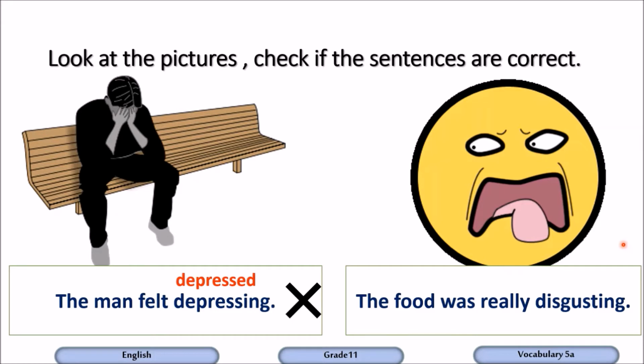The man felt depressed. Next one, the food was really disgusting. So we are talking about the food, which means what causes this feeling. It's not the feeling itself, it's what causes this feeling. So with -ing, what do you think? Very good, it is absolutely correct. So if we talk about your feeling, you will say, I feel disgusted.